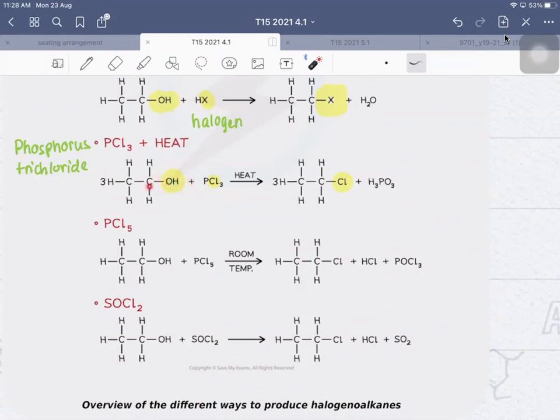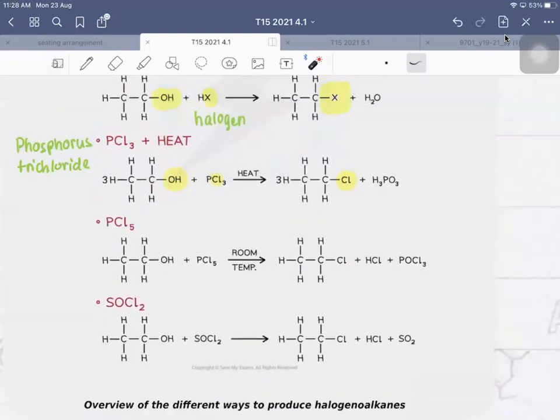Now, if there's more than one OH group, then of course that's a different story. The chlorine will replace both the OH groups. So it all depends on the hydroxy group. That's your functional group. We're not interested in the CH bonds. They stay inert. The other product would be phosphorus acid. This is different from phosphoric acid. This is called the phosphorus acid. Another type is if you don't want to involve heating, you use a PCl5. That's called the phosphorus pentachloride.